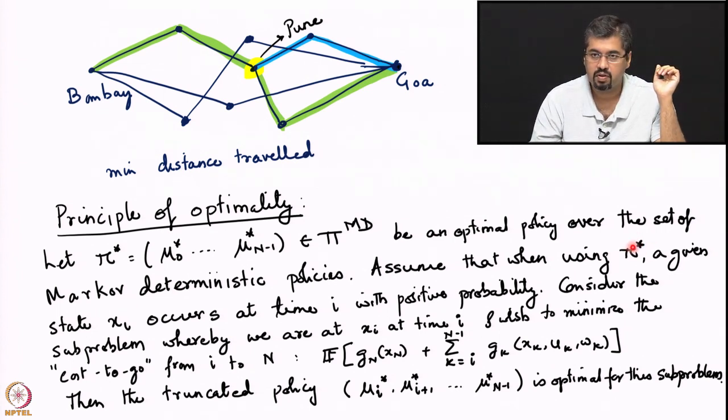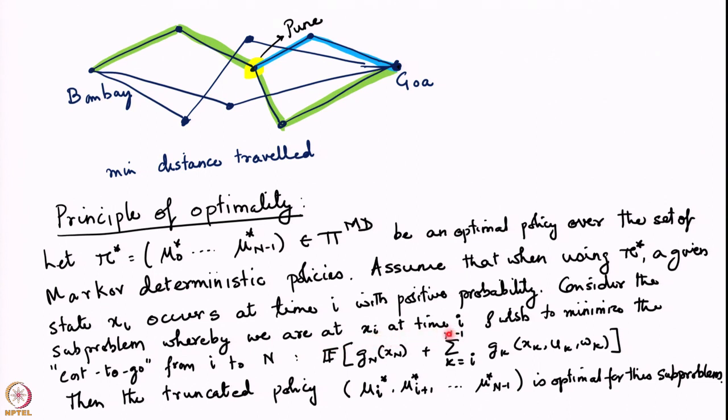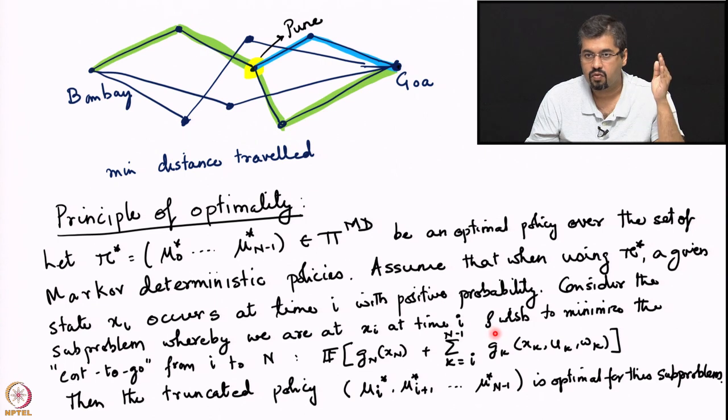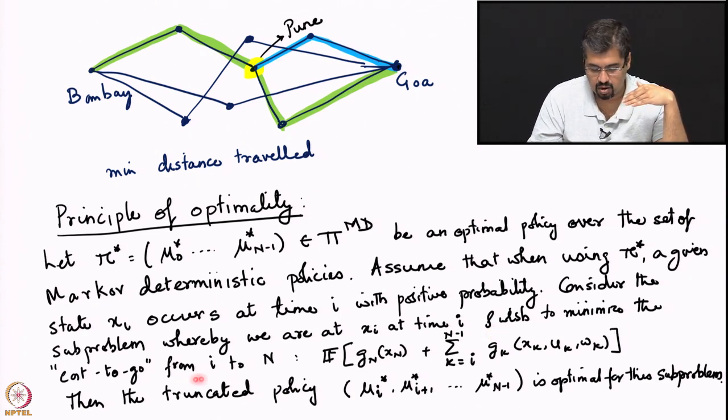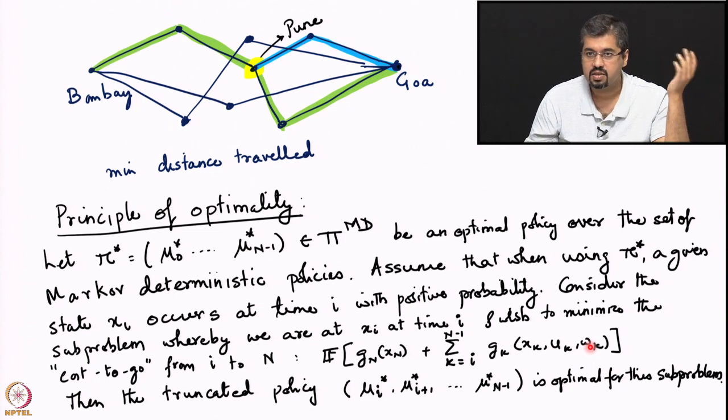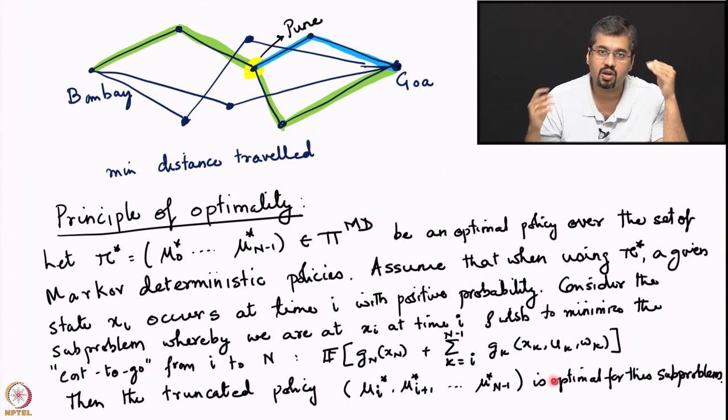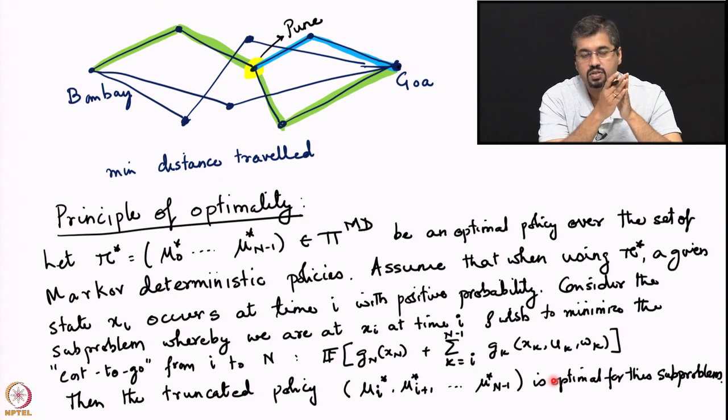Okay. And now we consider the subproblem which starts at state xi at time I. It is important here that we start at time I, okay, and what we want to do is minimize the cost of the remaining, so the cost from I to n. This cost is simply the expectation of your terminal cost plus the stagewise cost starting from I till n minus 1, okay. Then what the principle of optimality basically claims is that if you look at this truncated policy, mu I star, mu I plus 1 star, dot dot dot till mu n minus 1 star, this truncated policy is an optimal policy for the subproblem, the problem starting from xi at time I till time n, okay.